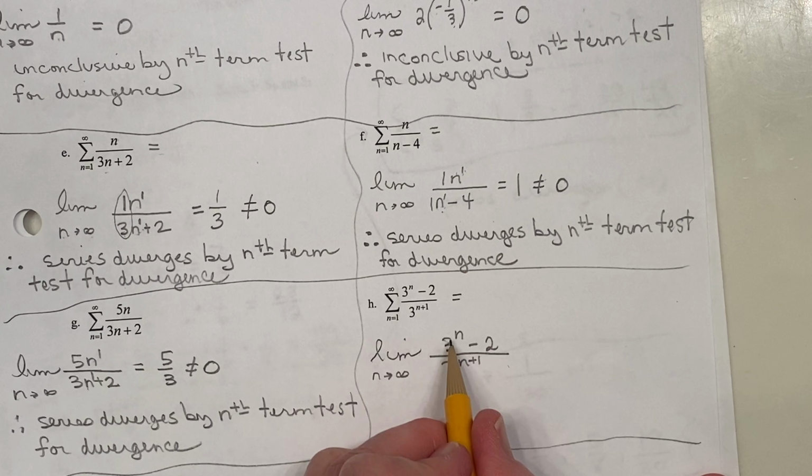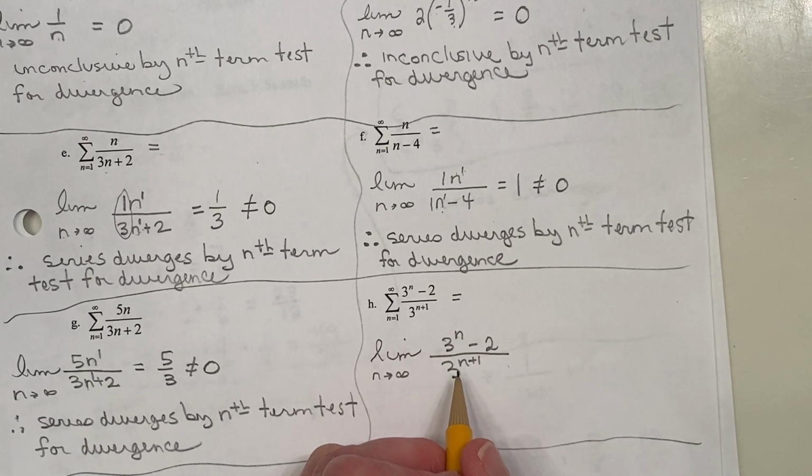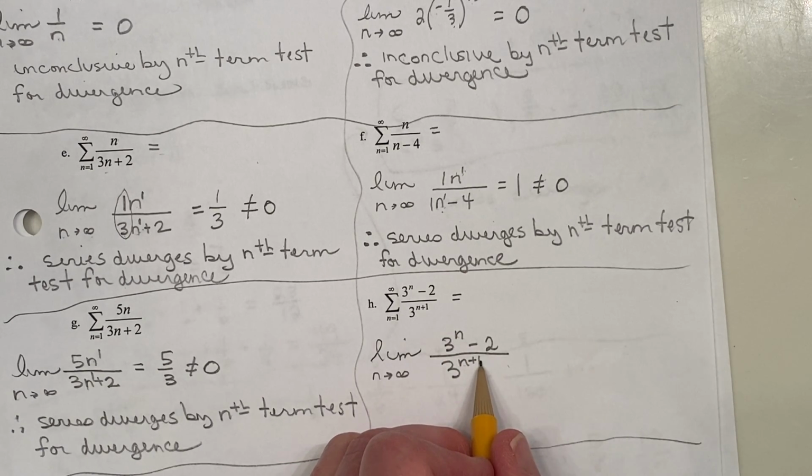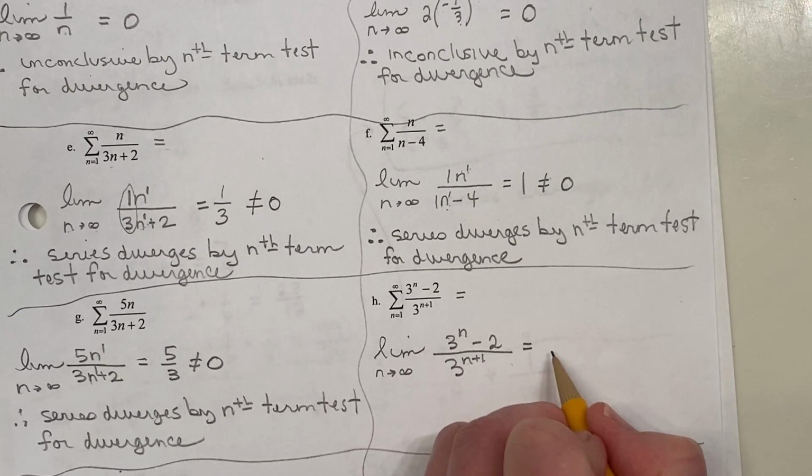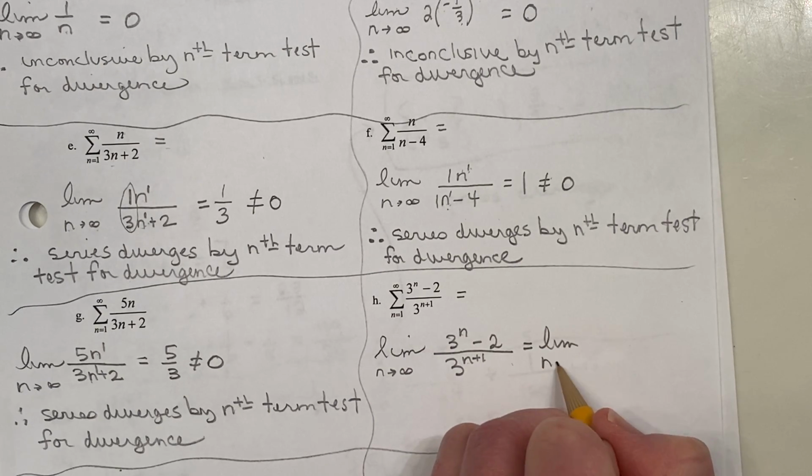Okay, if I were to plug in infinity, I'm going to need infinity here, infinity plus 1 here, and this -2 really has nothing to do with what's going to happen later out in the series. This is how we handle this one. Rewrite the limit.